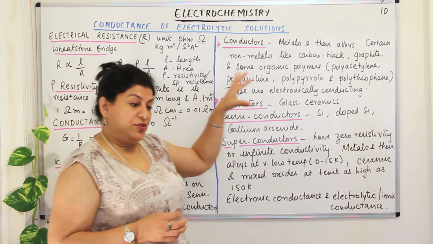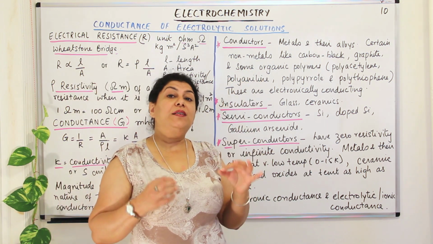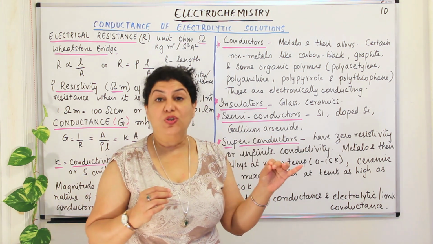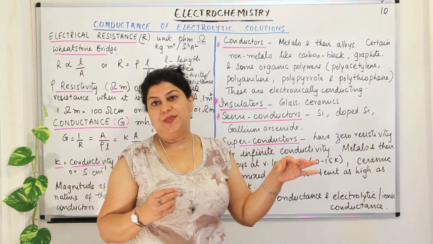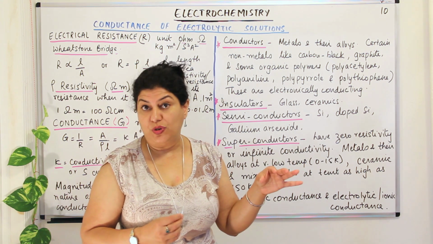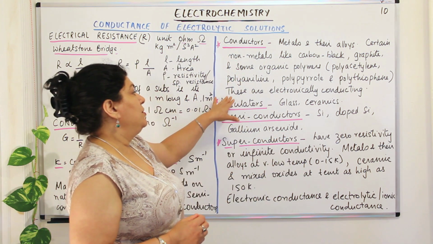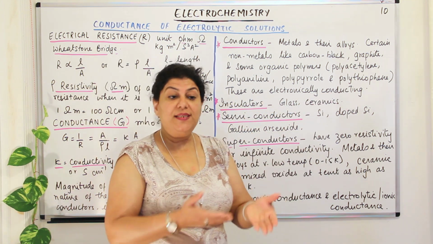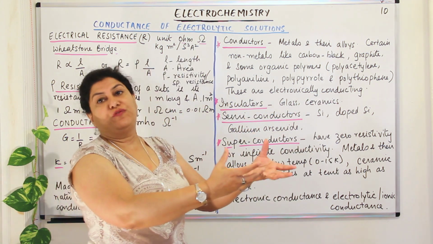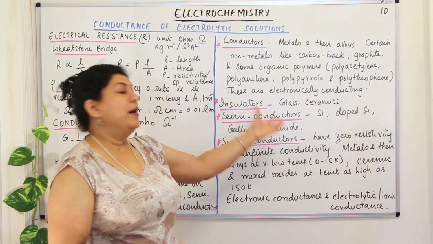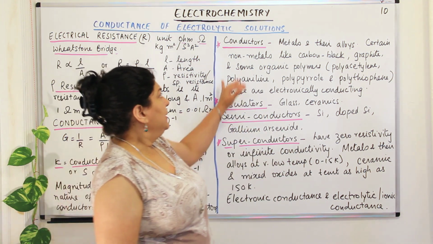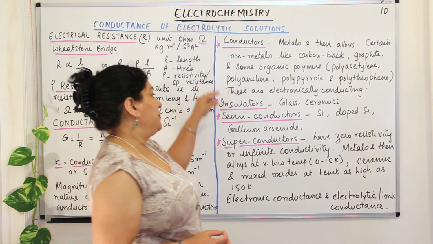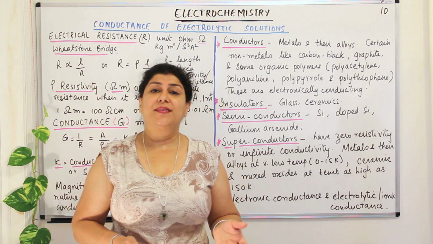All these conductors usually conduct electricity as a result of the movement of electrons. So the carriers of charges in these substances are electrons, and we say they are electronically conducting. The second category on the basis of their conductivity are substances which are known as insulators.